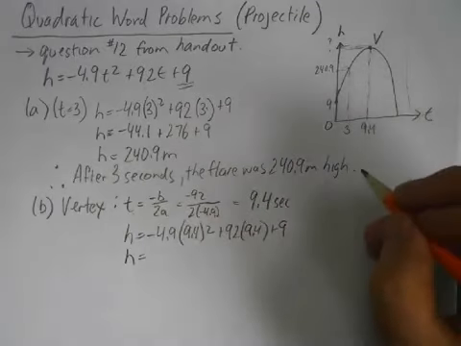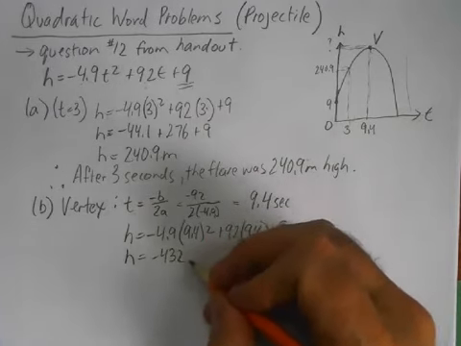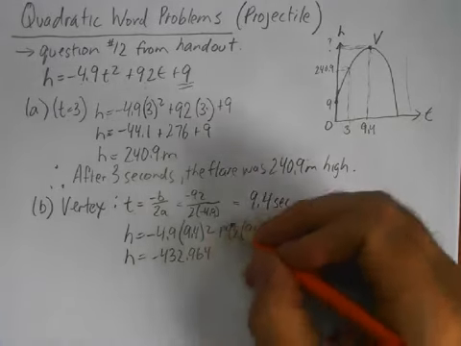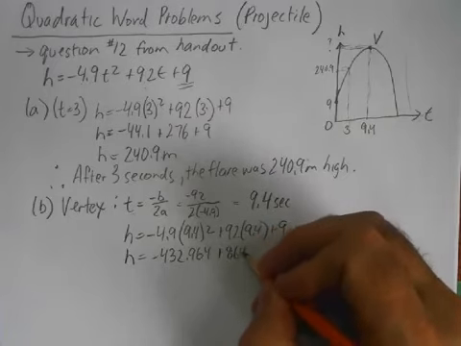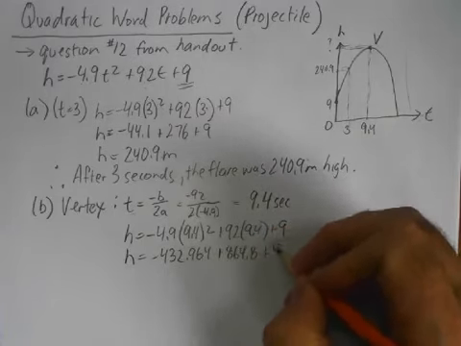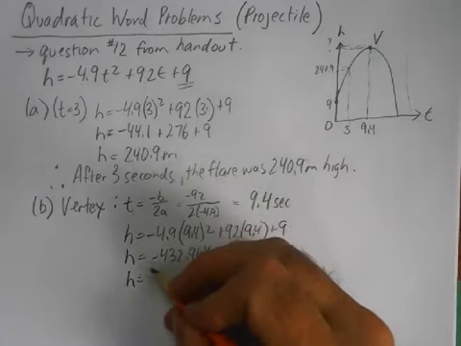Okay, obviously calculator required for this. Negative 432 is 432.964. That's what you get in the first term, plus 864.8 plus 9, and that works out to 440.836.